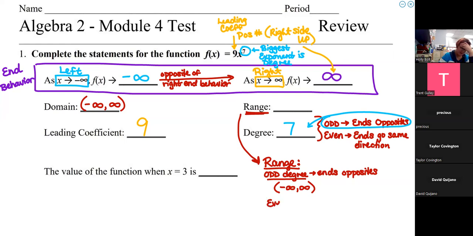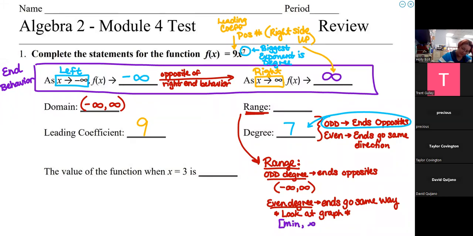If you are even degree, meaning your ends are going to go the same way, you're going to want to look at the graph. Because it is either going to be your minimum up to infinity. That'll be if it has a lowest point. Or if your graph has a highest point, it'll be negative infinity up to your maximum. But I'm going to need to look at the graph for that one.